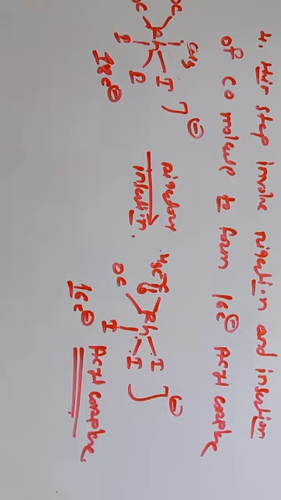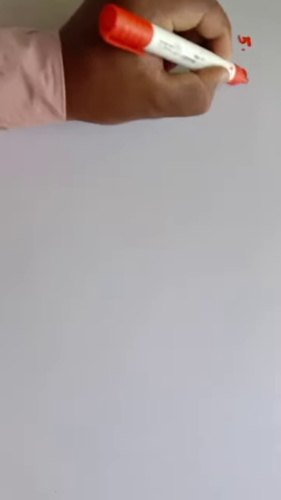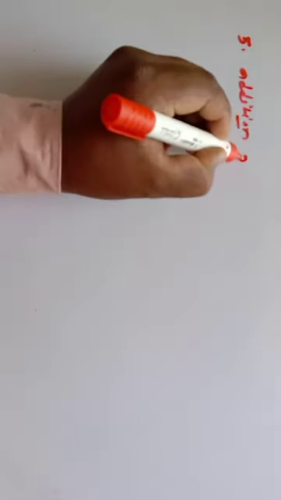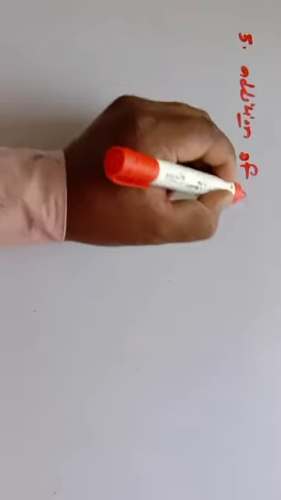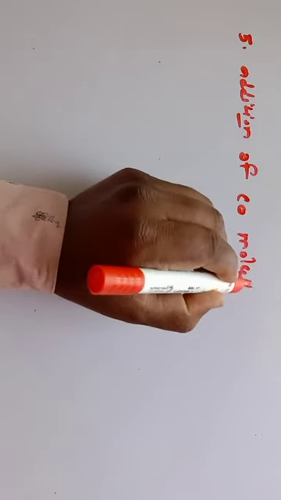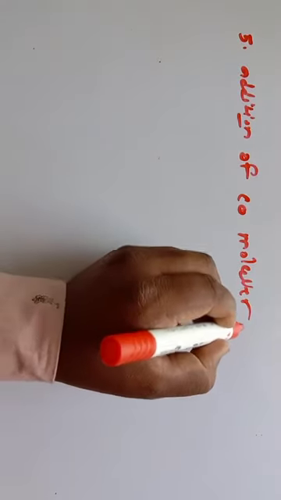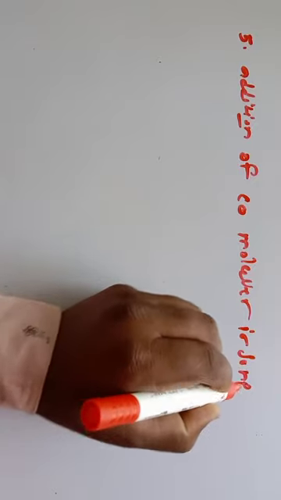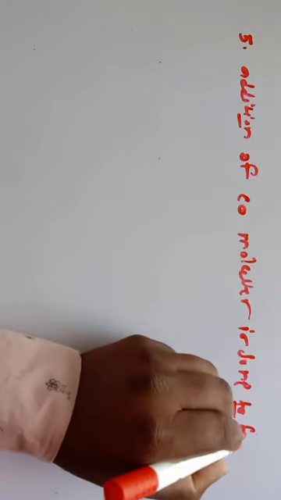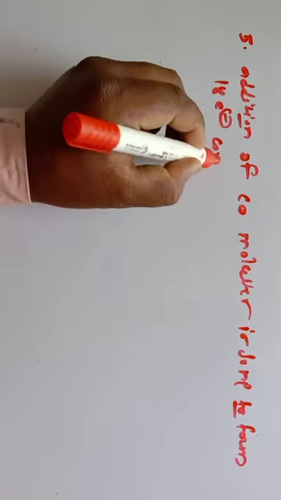To this 16 electron species, there is addition of a CO molecule. The next step, the fifth step, is the addition of carbonyl. The fifth step is what? Addition of carbonyl molecules is done to form an 18 electron complex.